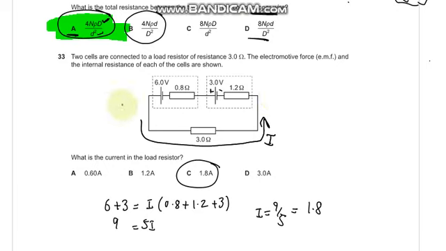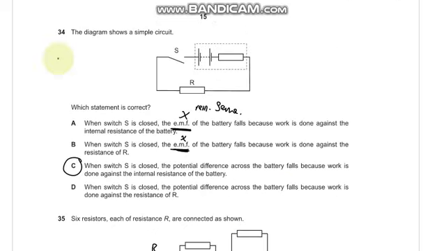So question number 33 says to find the current in the load resistor. So V is equal to IR, 9 is equal to I, all resistors are in series, so that would become 5. So I becomes 9 over 5, which is 1.8 amperes. C is the appropriate answer. So question number 34 says which statement is correct? The switch is open, so when switch S is closed, the potential difference across the battery falls because the EMF never falls, EMF remains the same. So this falls, so C is the appropriate answer.